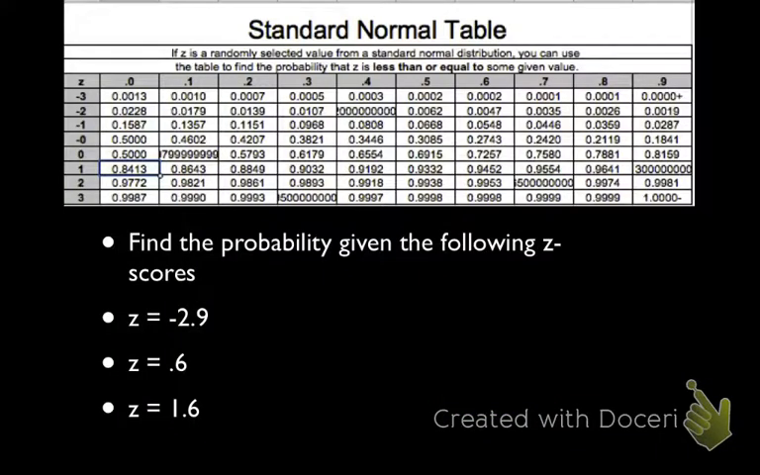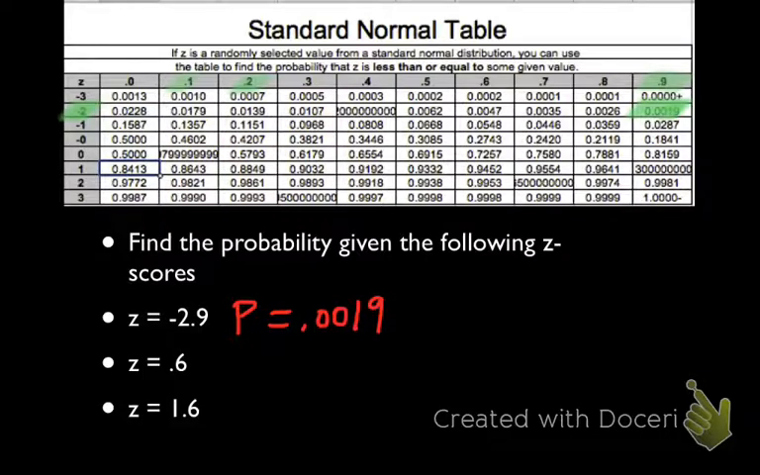Negative 2.9. So the z-score is negative 2.9. I want to figure out what that probability is. I'm going to go to negative 2 in the left-hand column. Negative 2 is right there. And it's negative 2.9, so I don't want 0.1, I don't want 0.2. I'm going to go all the way over to 0.9 and find that probability. I think it's going to be right here. So for that z-score, the probability equals 0.0019.